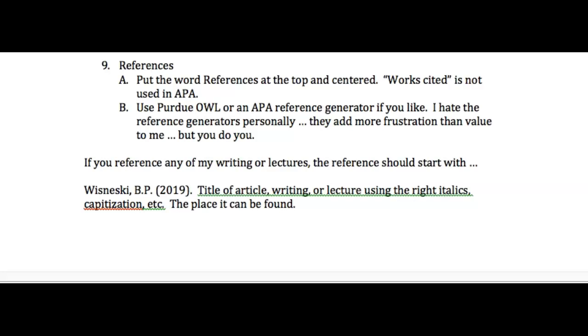And then you go on and put the paper together, and we will work together as that's going on between now and the end of the course.